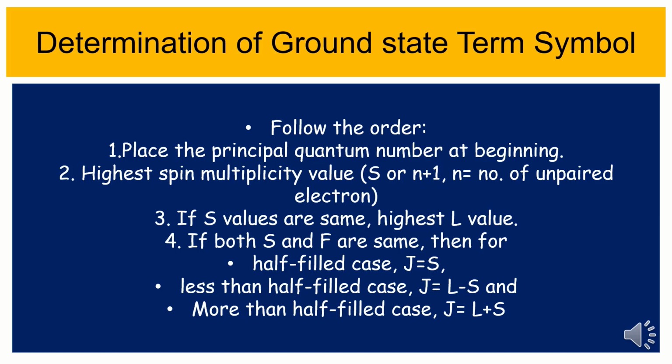In case of a completely filled orbital, the J value is 0. Now, if it is a half filled orbital, the J value will be equal to S. If it is less than half filled, then the J value is L minus S. If it is more than half filled, the J value would be L plus S.